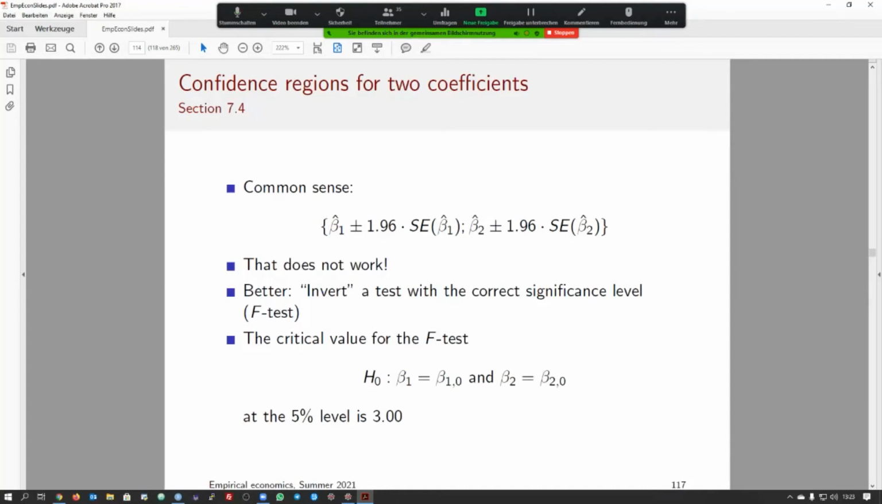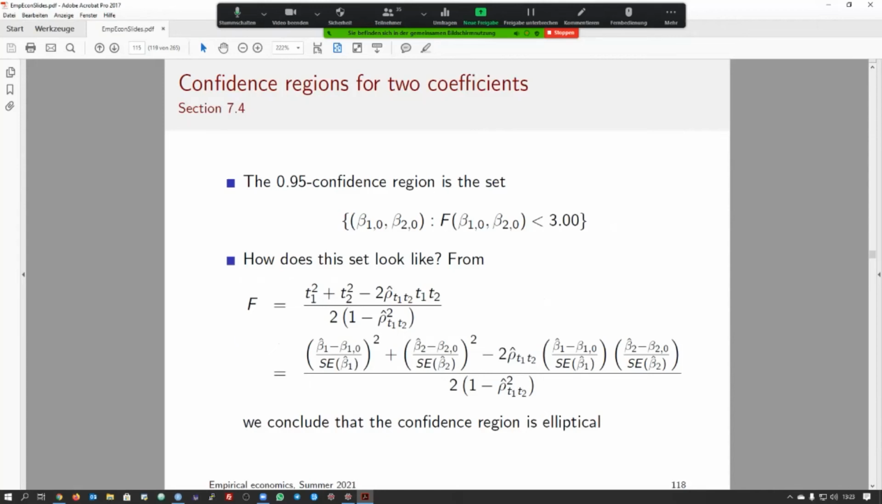A better idea is to take the formula for the test, set a significance level, then take the critical value of that test and, so to speak, invert the formula of the test in order to get a region for all the values that we could not reject null hypotheses from. So for example, the critical value for the F-test with beta 1 equal to some hypothetical value beta 1,0, and beta 2 equal to some hypothetical value beta 2,0, the critical value for that F-test with two restrictions is just 3.00. Very nice to remember, just 3. Now we can take our formula.